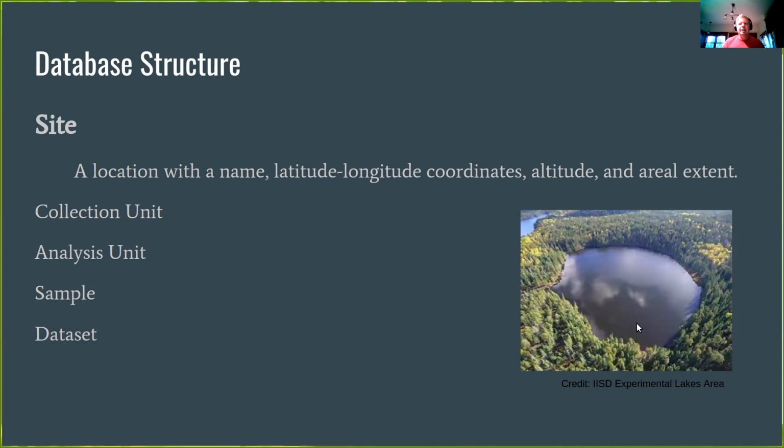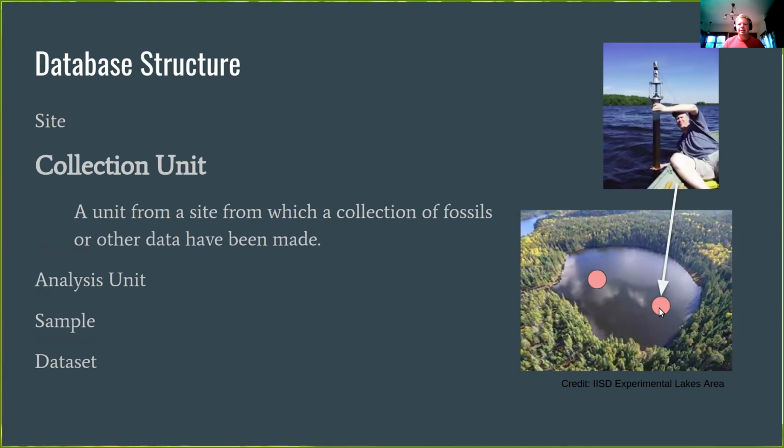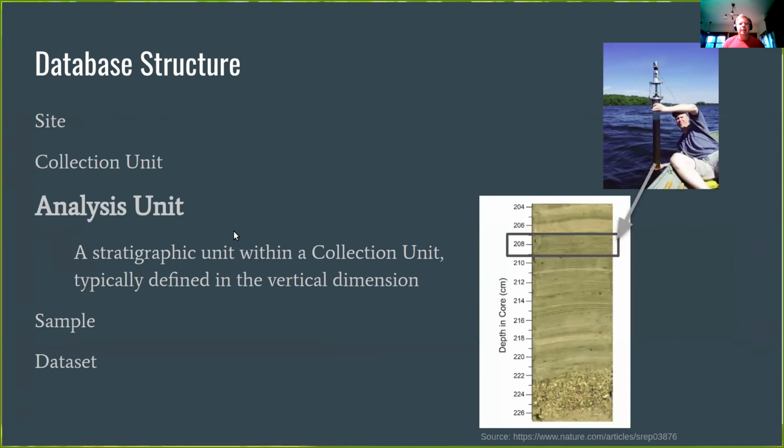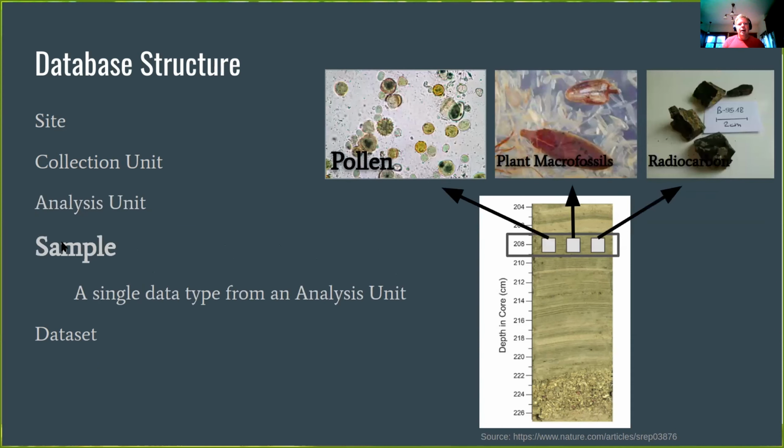Then from the site, you might have one or more collection units within the site. So with the example of a lake, you might have multiple cores within a lake. And in practice, that happens quite often, that there are multiple drives. And then within an individual core from a collection unit, you then have analysis units, which are stratigraphic units within the collection unit. Generally, we're defining them in a vertical dimension, although for archaeological data, that may vary. Then within the analysis unit, we have samples. And so samples represent a single data type analyzed from an analysis unit.